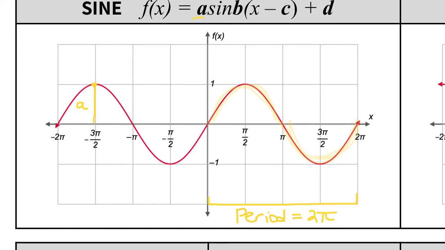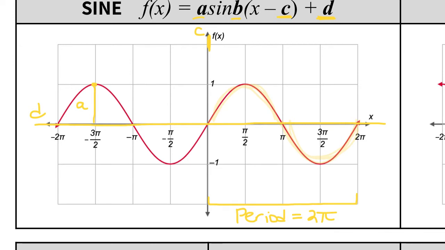Okay, C stands for phase shift. So right now, since this is a parent function, it's not shifting left or right. But if you had to put it somewhere, it would be right here down the middle. That would be C. And then D is our midline. So you can tell that that's the middle of the wave. That is determined by whatever number is at D.